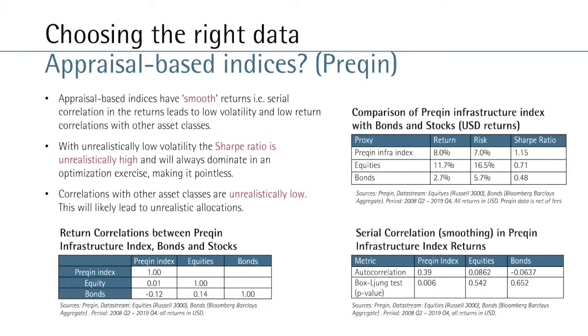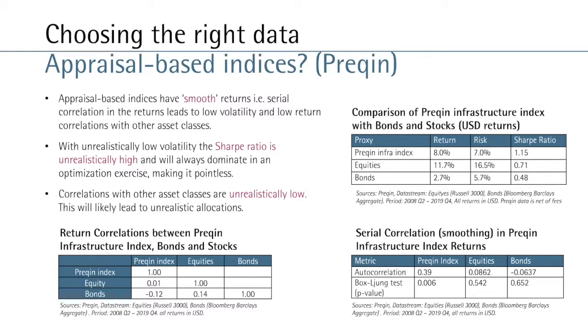Another implication is the absence of proper risk measurement. So we have risk-adjusted returns that are very high, unbelievably high, you might say, with a Sharpe ratio of 1.15 for this period of 2008 to 2019. Depending on the period with this index, you can get a Sharpe ratio up to 4, which is clearly unbelievable. And of course, this data will create a structural dominance of the Preqin Sharpe ratio, which means that this proxy will dominate all other asset classes in a portfolio optimization exercise.